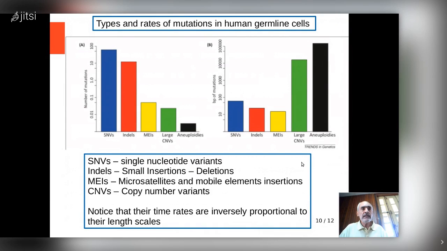Okay. This next figure is related to mutations in human germline cells. Here is a description of this kind of mutation. This left panel corresponds to the number of mutations, which is more or less the rates. They are rates, that is. And this right panel corresponds to the characteristic length. As the characteristic length increases, the rate of this mutation decreases. That is, they are inversely proportional.